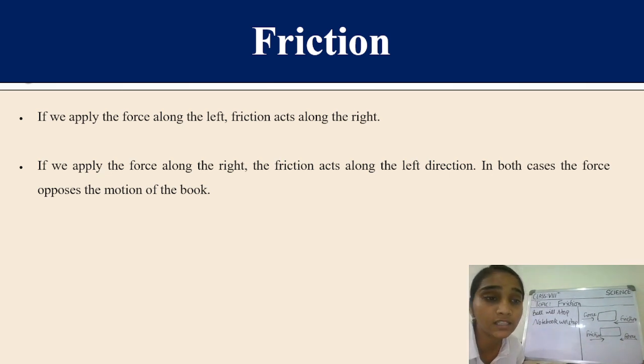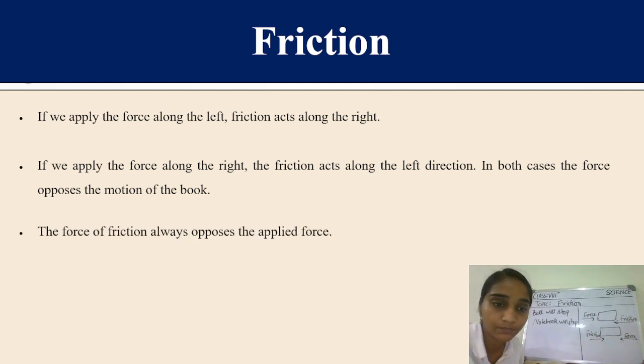So in both cases, what is happening? The force is opposing the motion of the book. This frictional force is opposing the motion of the book when it is moving. So we can say that friction is a type of force which always opposes the applied force. Whatever force we are applying, it will always oppose it.